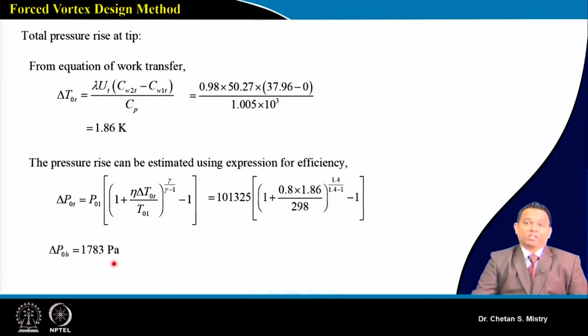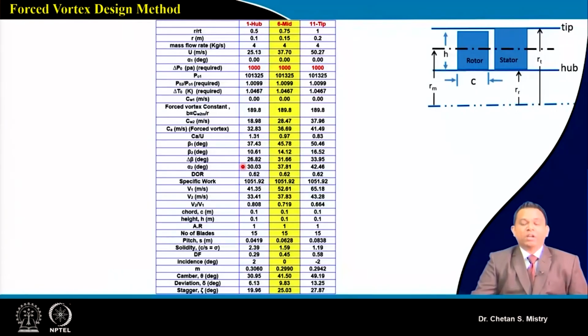Okay, so this is a cross check, how my delta P0 is varying along my span. If we put this number in, it gives me the idea about the variation of different parameters from hub to tip. Say we take these three stations.